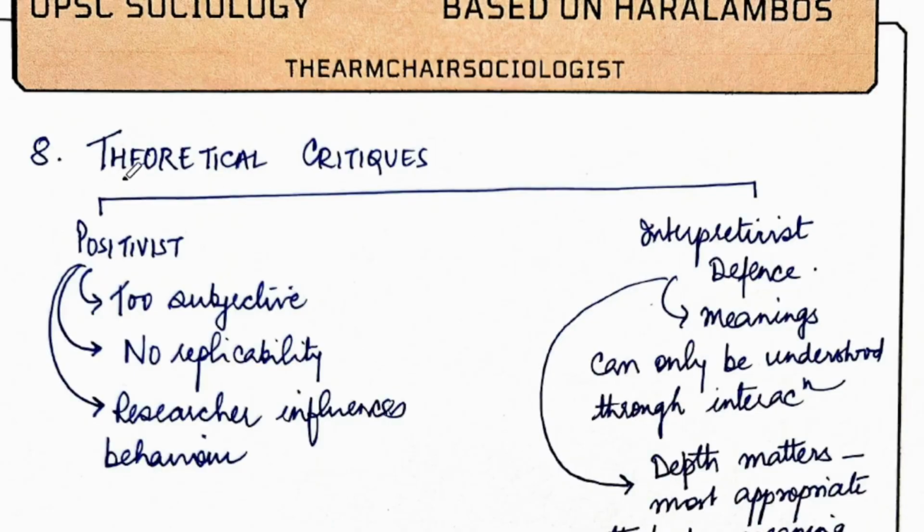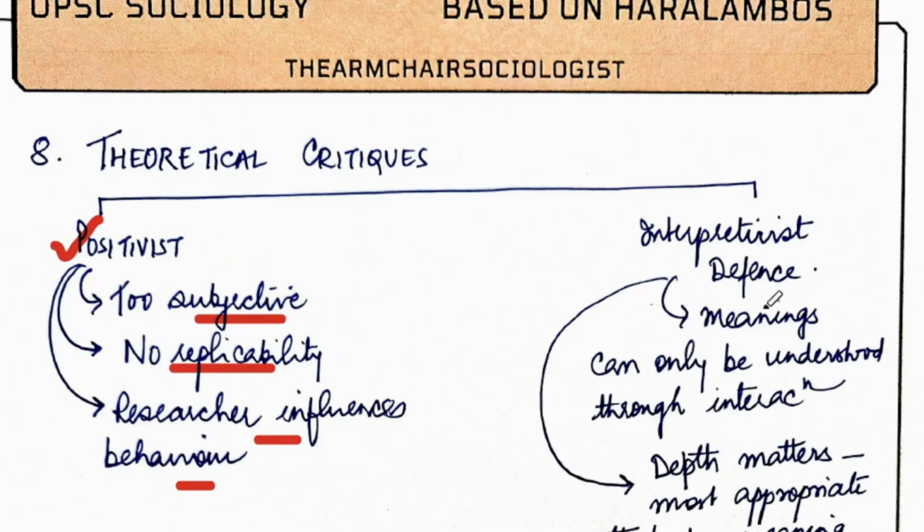Now, let us look at participant observation from the positivist and interpretivist perspective. From the positivist perspective, it is seen as being too subjective in nature. That is, the data depends heavily on the researcher's interpretation. There is no replicability. Another researcher cannot repeat the exact same study under the same conditions. And the researcher often influences behavior. Their presence, identity, and participation can change how people act, reducing reliability.